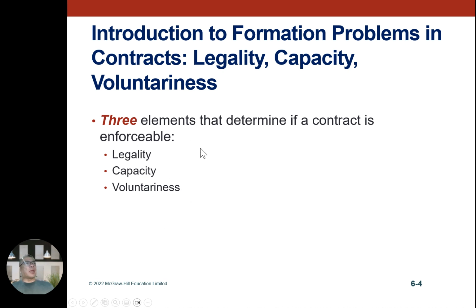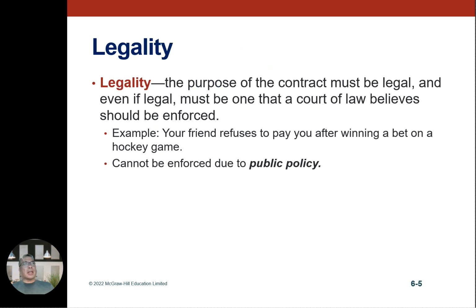There are three elements. Remember, guys, to be enforceable. Okay, we're going to look at this in detail.